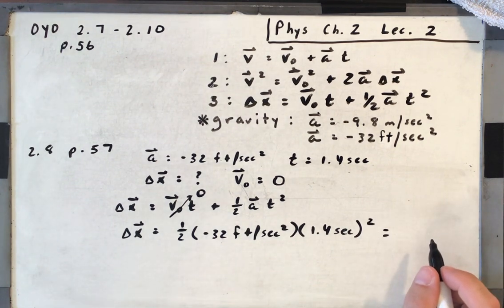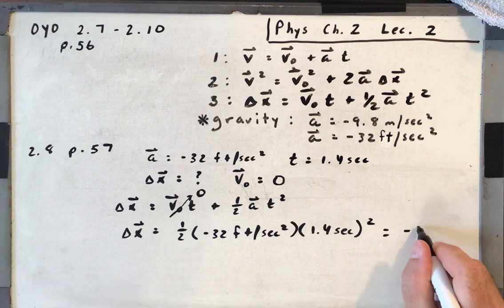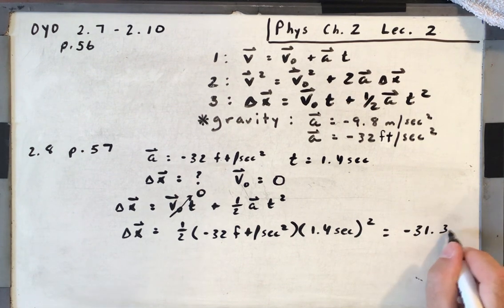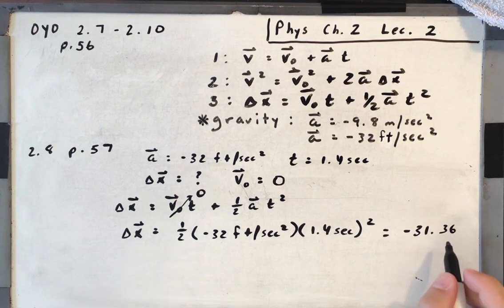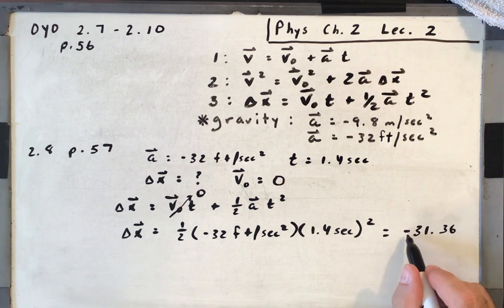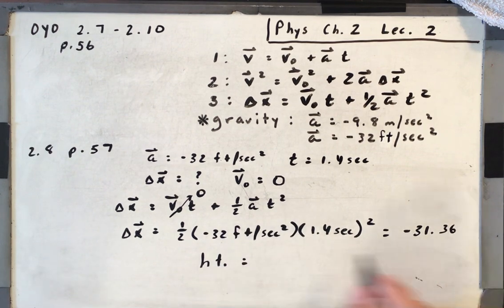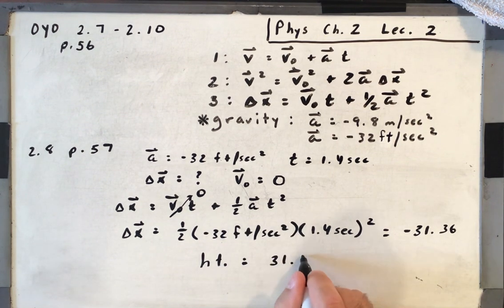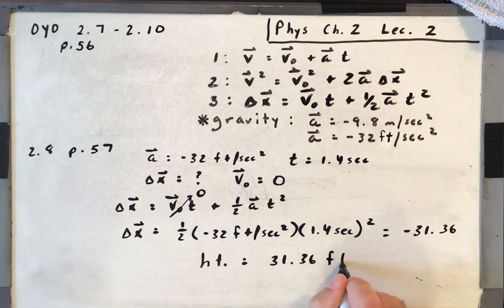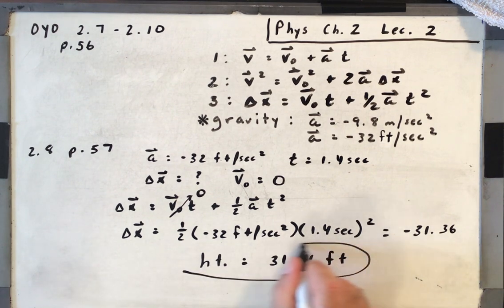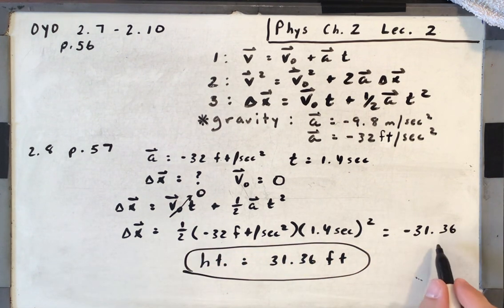All right, you plug that into your calculator, you'll get a negative 31.36. But do we report heights negatively? No. The height of the bridge we want to report as positive, 31.36 feet. The displacement, indeed, was negative 31.36 feet, but we don't report the height of something that way. So 31.36.